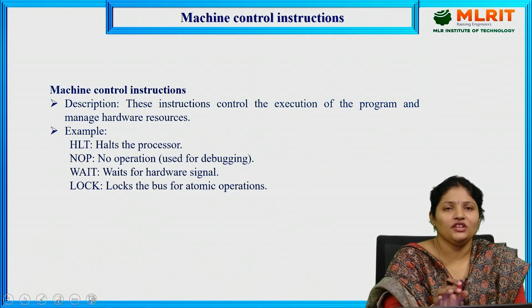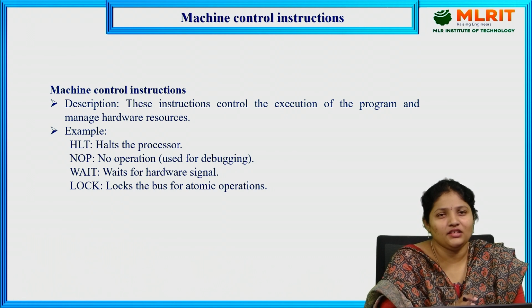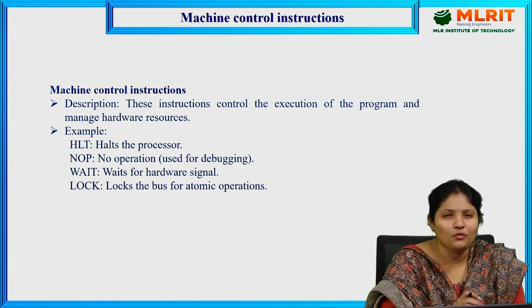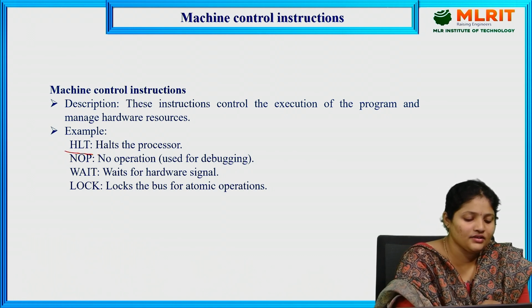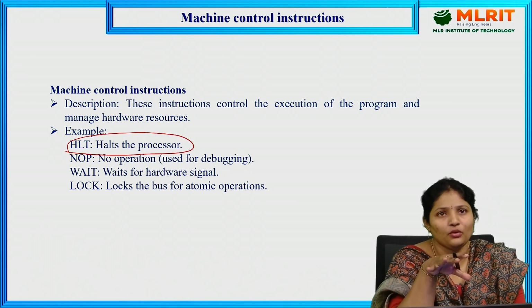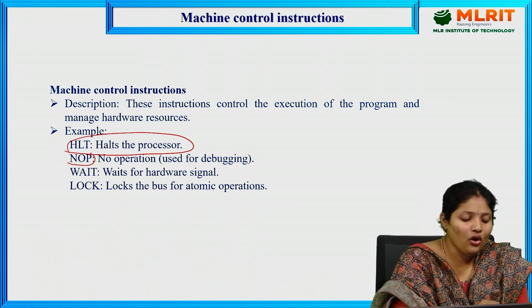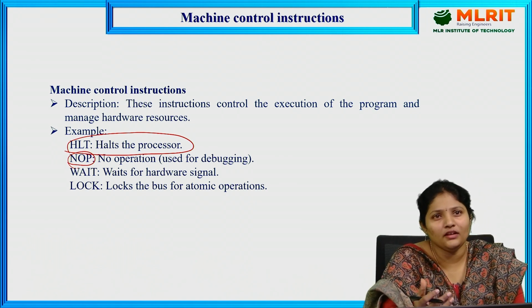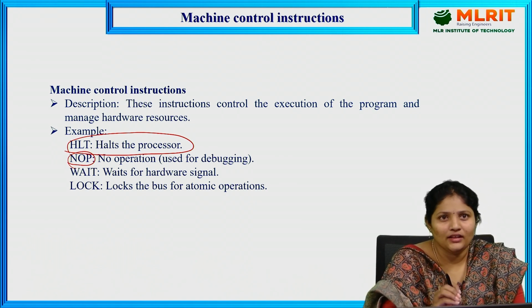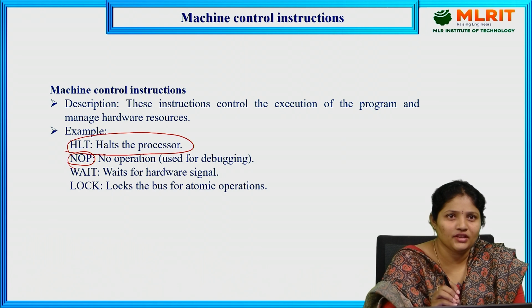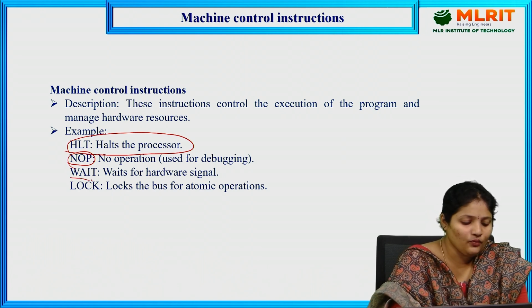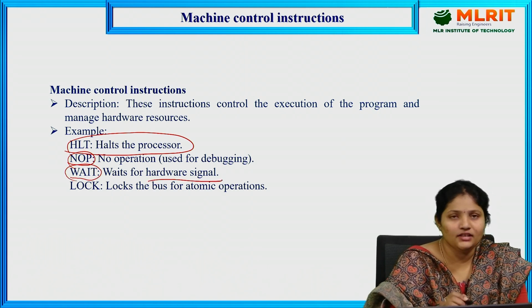Coming to the machine control instructions present in the 8086 microprocessor. Some of the instructions are the HLT instruction, which will halt the execution of the program or stop the processor. NOP is the no operation instruction. For debugging or just to kill time, we can use the no operation instruction. Next, WAIT, which waits for the hardware signals to be fetched.